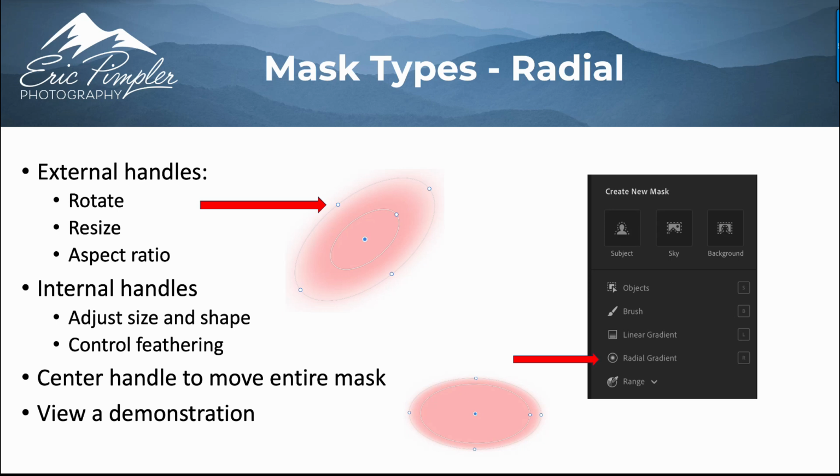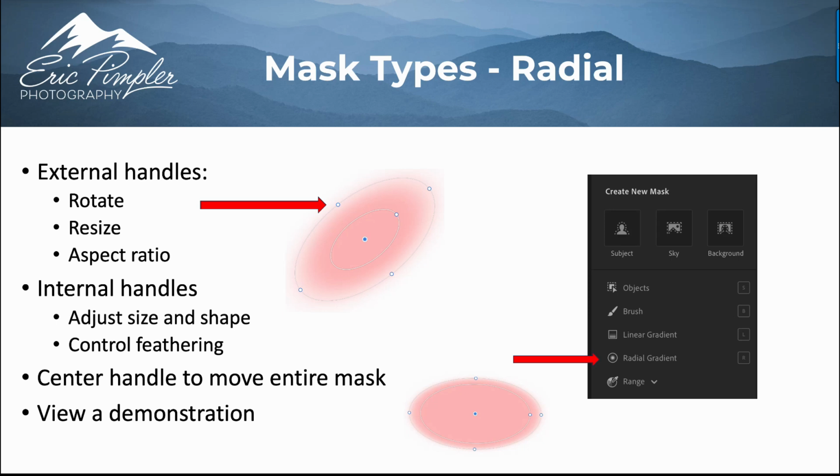Now you've also got internal handles. The internal handles are used to move the mask around on the photo, and they're also used to adjust the size and shape of the radial mask. And finally, they're also used to control feathering.